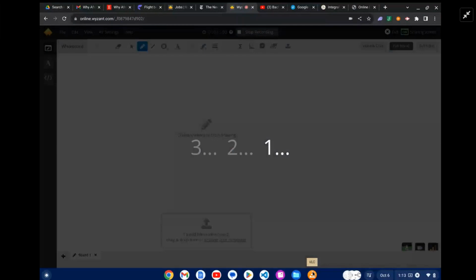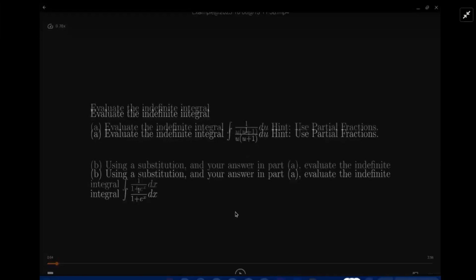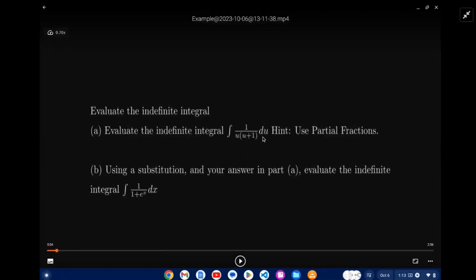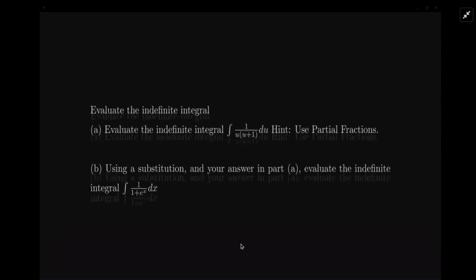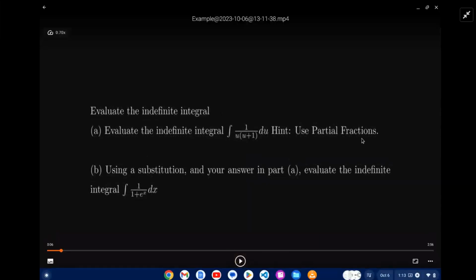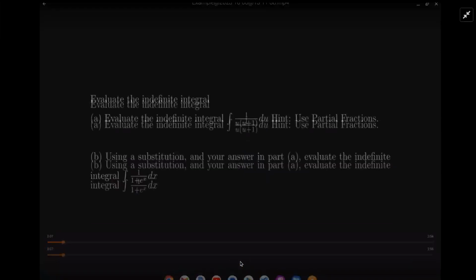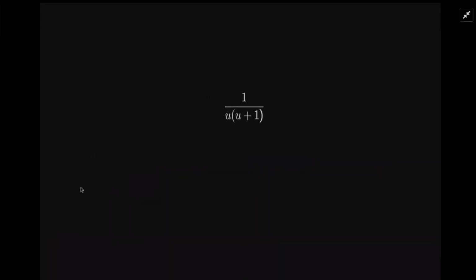Okay, let's take a look. We're gonna try to solve this integral, and we're gonna use part A as our hint. Okay, maybe I should say the original hint, I didn't really get that. I think using partial fractions is gonna be easier, so I'm gonna go through it with that. And let's take a look.